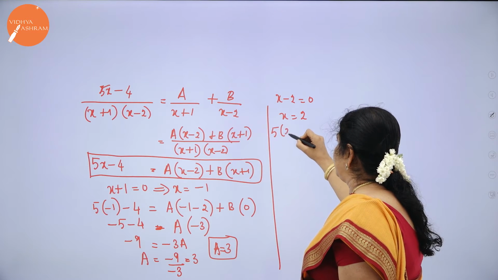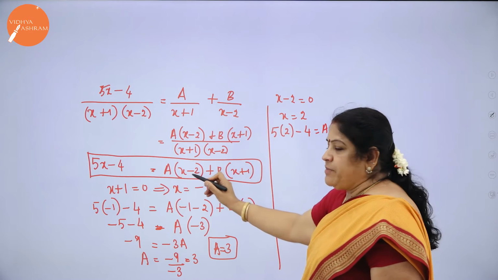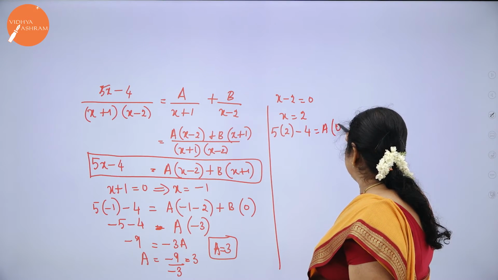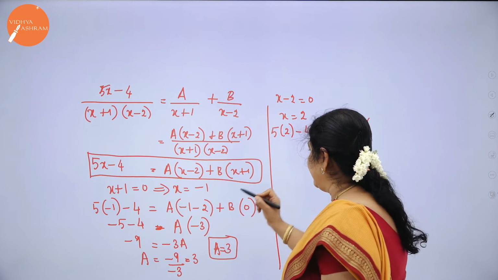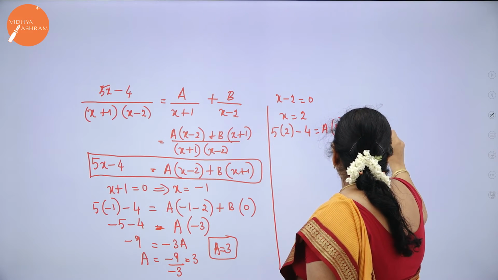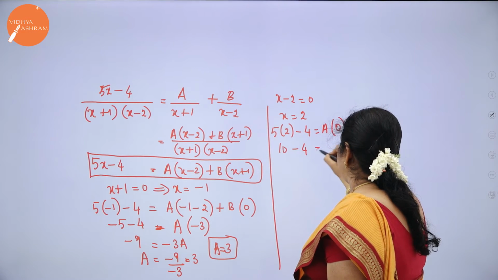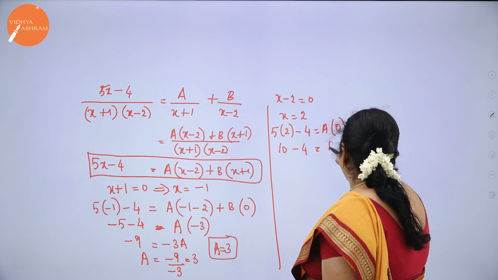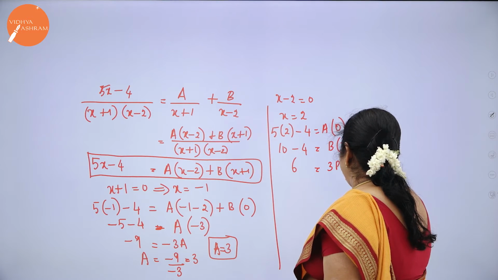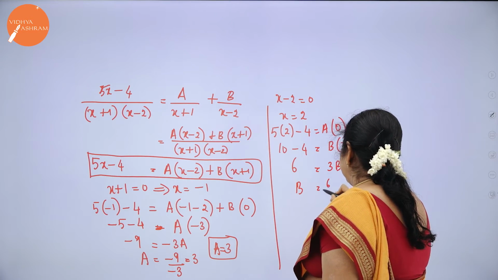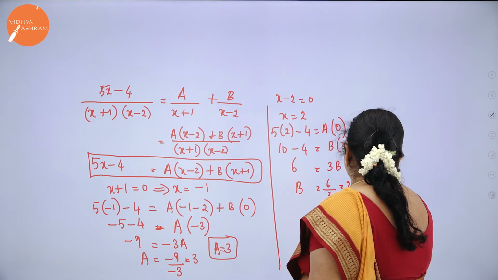So, 5 into 2 minus 4 equals A into X minus 2, which is already equal to 0. So, this is 0 plus B into, what is X plus 1 here? What do you substitute? So, it becomes 2 plus 1. So, this will be 10 minus 4 is equal to, this becomes 0, it becomes B into 3. So, 6 is equal to 3B, which means B is equal to 6 divided by 3, which is 2. So, the value of B is equal to 2.